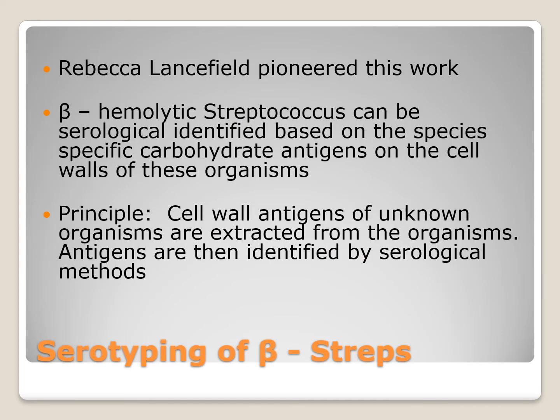Rebecca Lancefield was an American bacteriologist that lived from 1895 to 1981, and she studied the immunochemical nature of Streptococcus. She determined that beta hemolytic strep can be serologically identified based on their specific carbohydrate antigens on the cell walls of these organisms. The principle is the cell wall antigens of unknown organisms are extracted from the organisms, and their antigens are then identified by serological methods. So you can take an unknown Streptococcus and extract the antigens off the organism and then serologically type it.